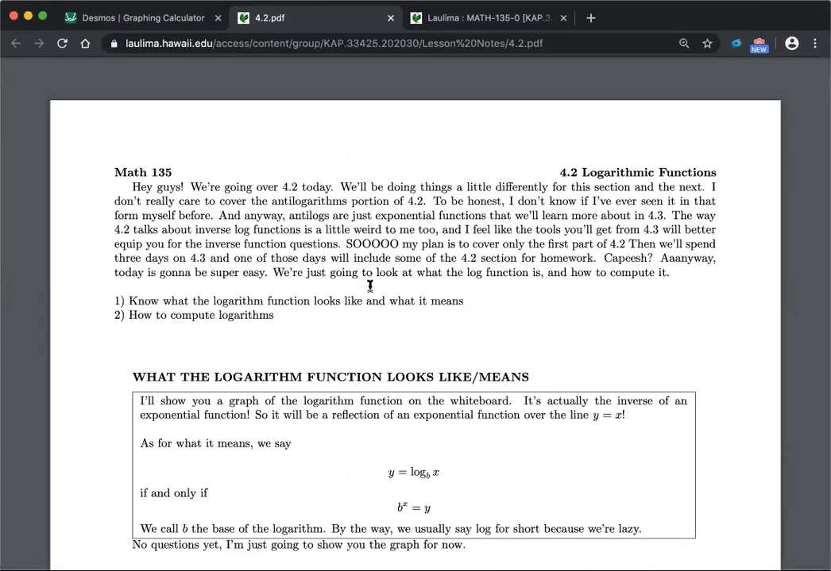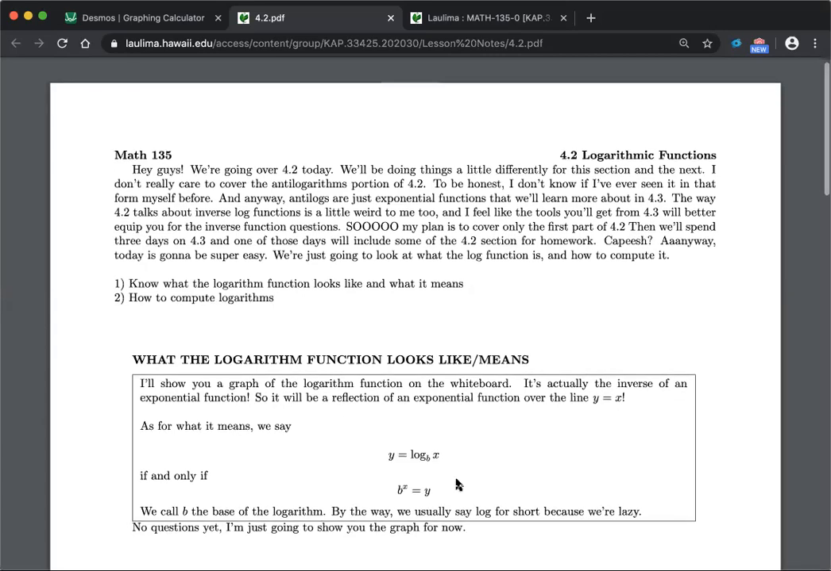Okay, so we're talking about logs today, or logarithmic functions, and basically all they are is the inverse of the exponential functions that we've seen. So here's the definition right here. I said I was going to do it on the whiteboard, but actually I'm going to show you the graph on the graphing calculator. It'll be prettier. This is how we write it.